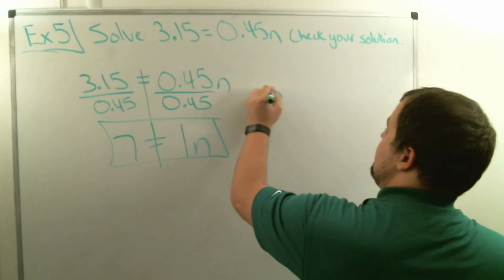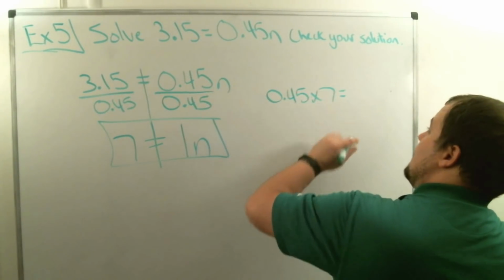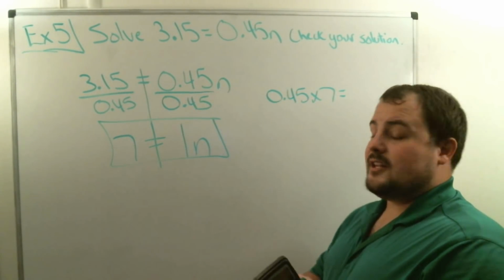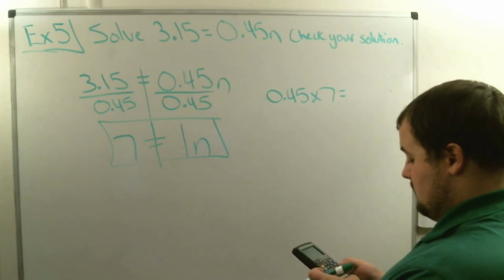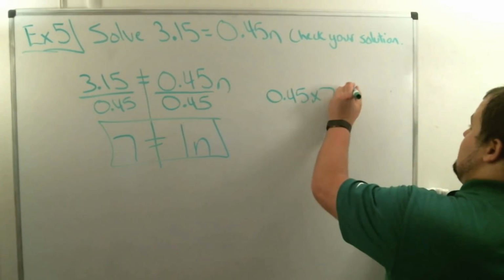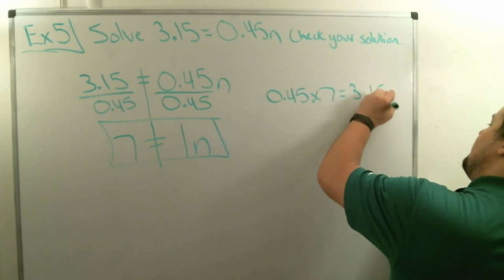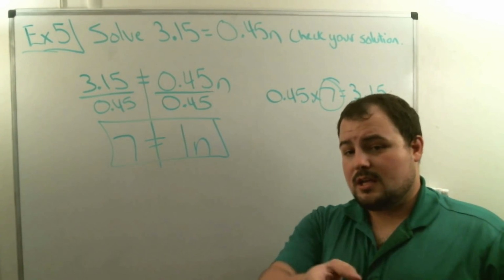Now it says check your solution. So I'm going to go ahead and type in my calculator 0.45 times 7. And if I am correct, then the answer should be 3.15. 0.45 times 7. And in fact, I do get 3.15. That means 7 is the correct answer. I checked my solution. It's right.